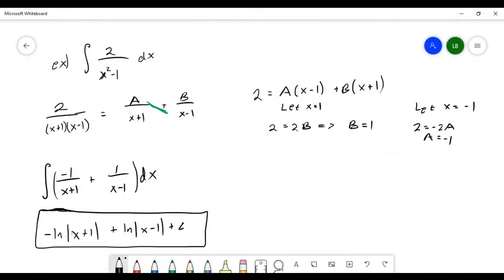All right. Now, for the sake of time, I'd like to talk about inverse functions now.